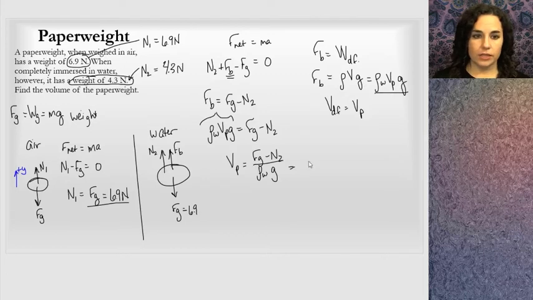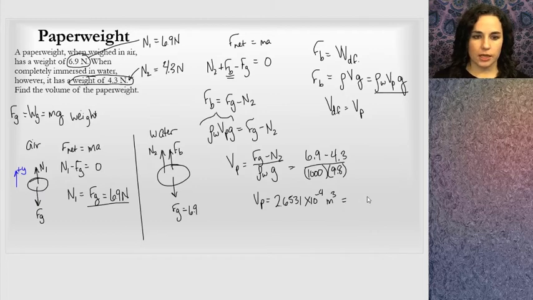The force of gravity is the initial normal force. The second normal force is 4.3. I'm going to divide by the density of water, which is 1,000 kilograms per meter cubed, and the gravity. The volume of the paperweight turns out to be, when you run this through your calculator, 2.6531 times 10 to the negative 4th meters cubed. Okay, I didn't expect a big number. It's a paperweight, right? So it's not a big number.